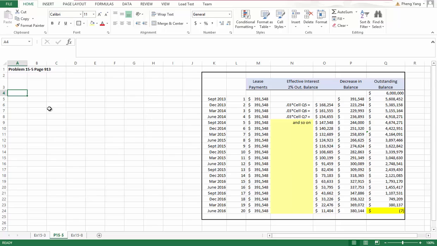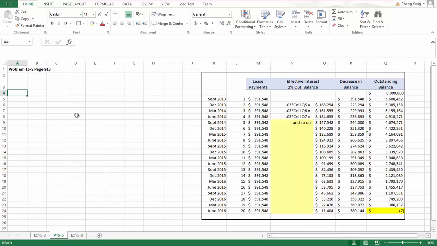To make this problem easier, I created an amortization table for the lease. I did it all the way out to the date when the last lease payment was made, and of course this will be adjusted. I'm not going to adjust it at this time, but we're probably only going to be using the first few payments here, okay? So here is what we have for problem 15-5 on page 913.